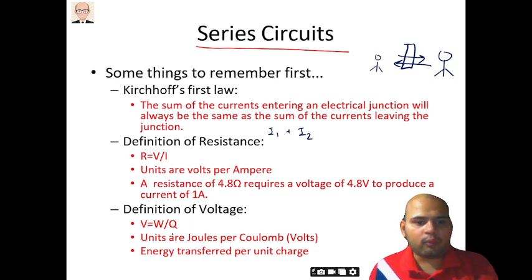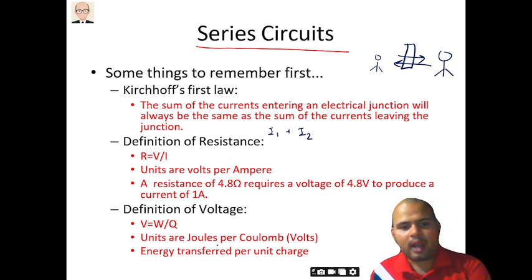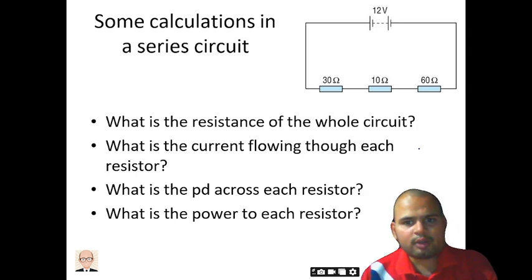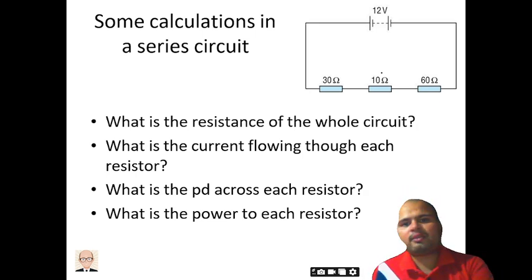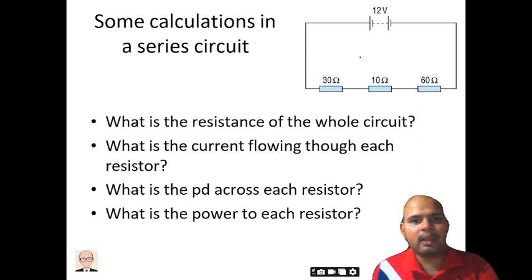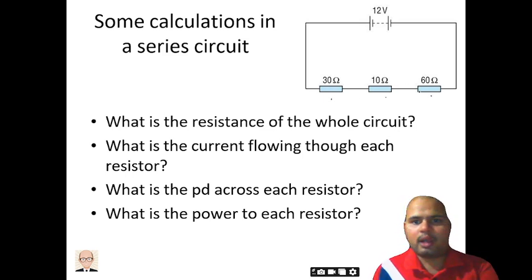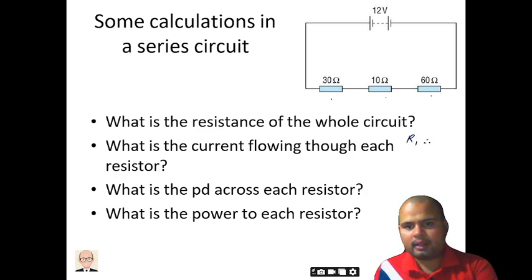So what is the voltage? V is equal to W upon Q. The units are joules per coulomb, the energy transferred per unit charge. Now some calculation in a series circuit. As you can see, it's a 12-volt battery, and there are resistors in series: 30, 10, 60. So what is the resistance of the whole circuit? We know the formula: R is equal to R1 plus R2 plus R3. So here we get 30, 40, and it will be 100 ohms.